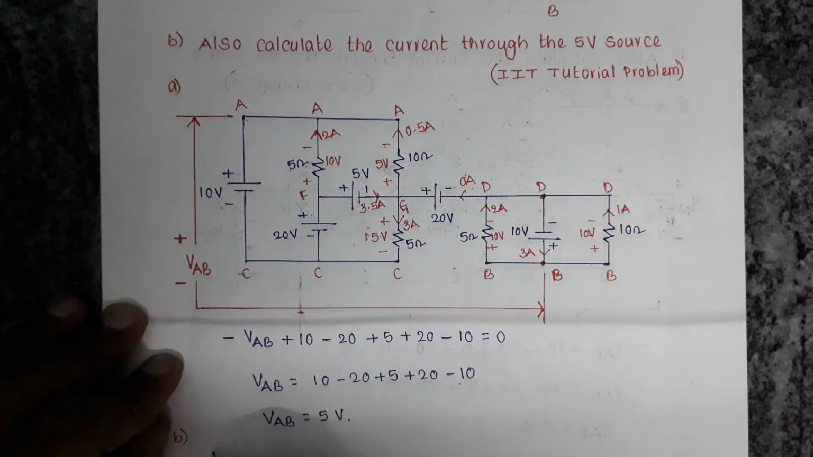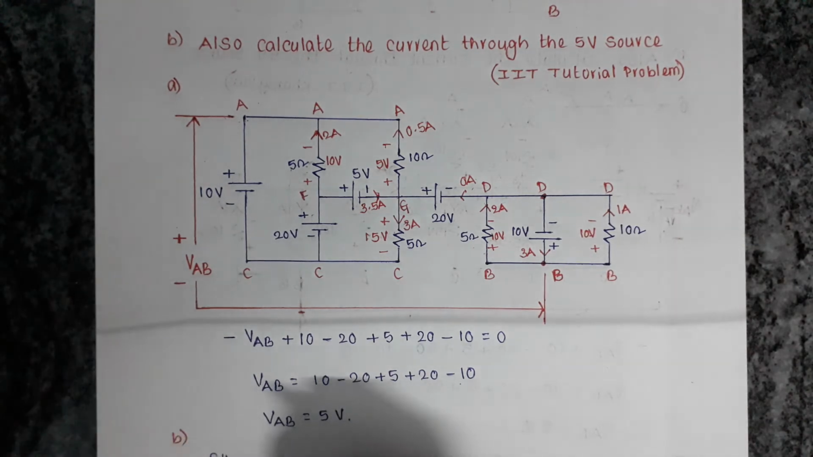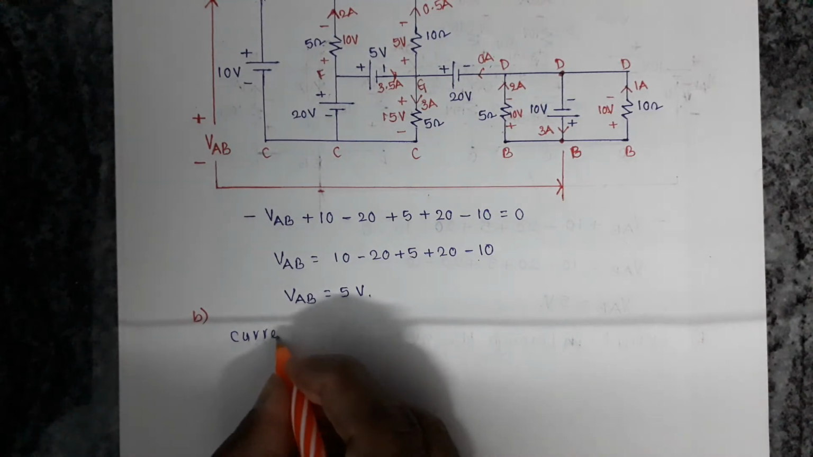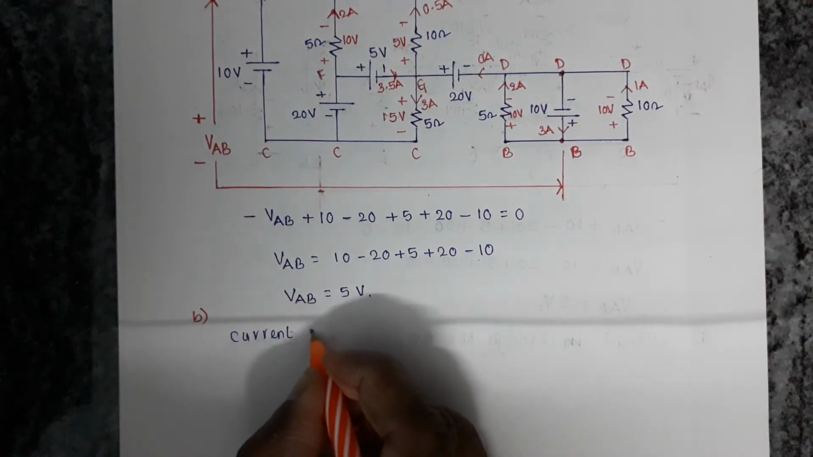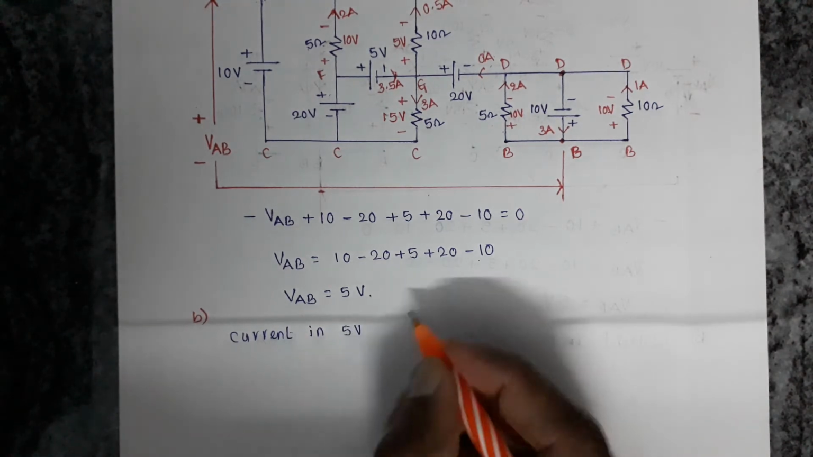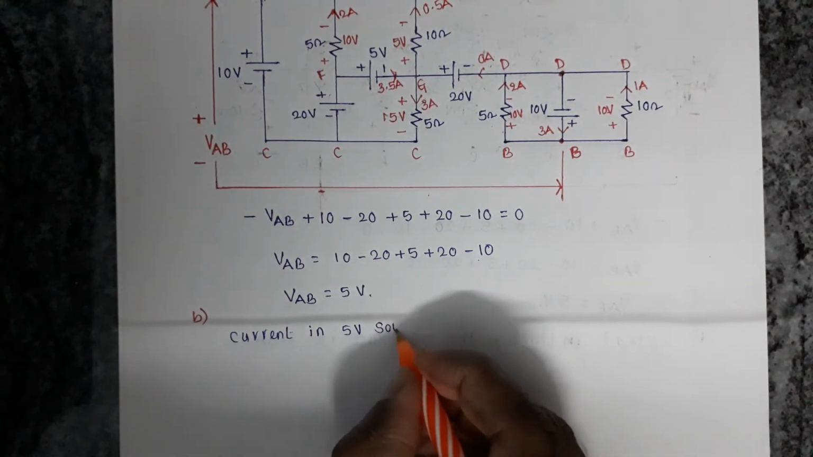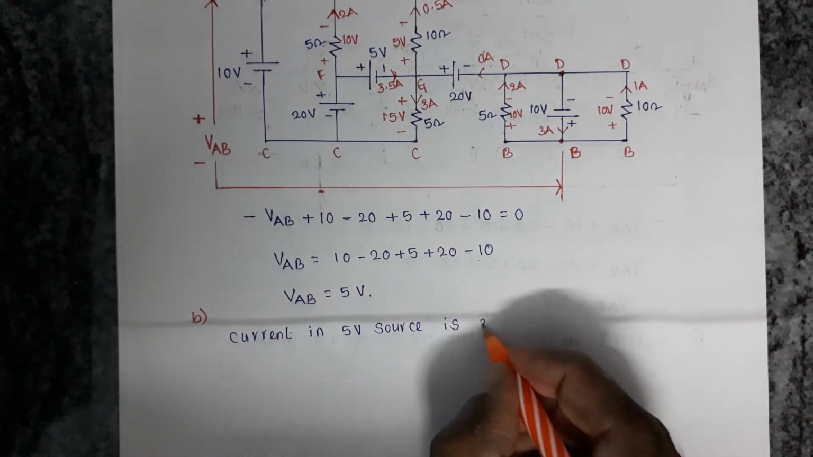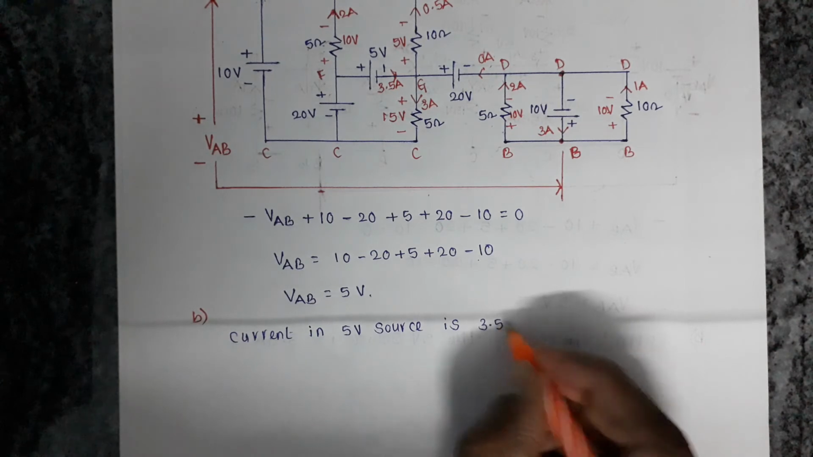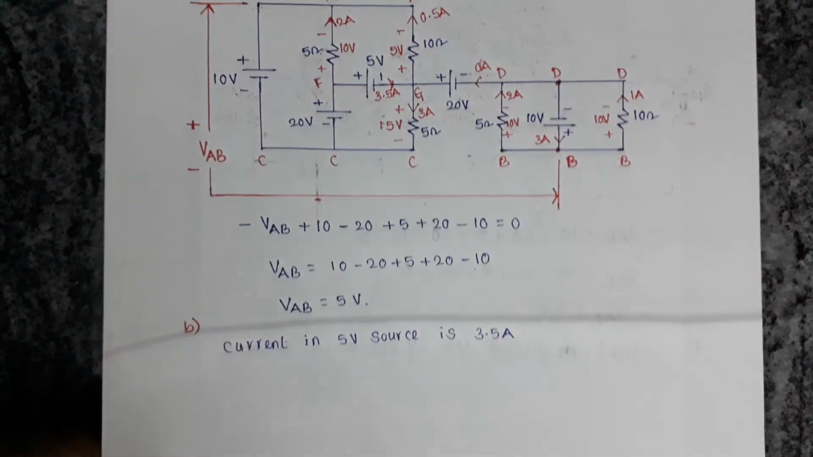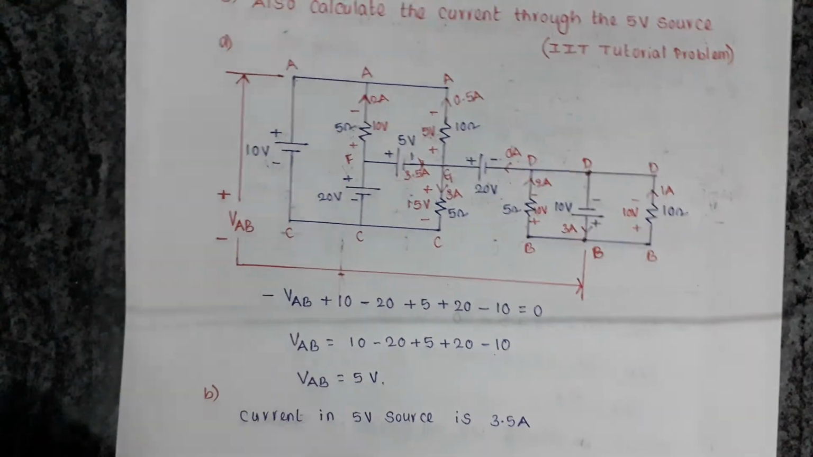So the current in the 5 volt source is 3.5 amperes. Similarly, we can also find the current in the remaining sources.